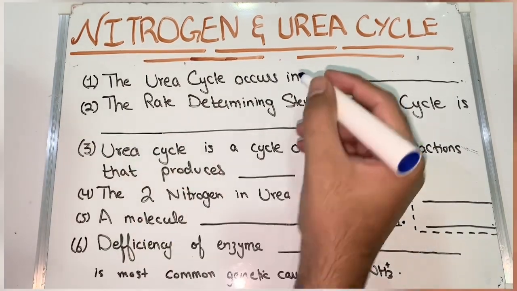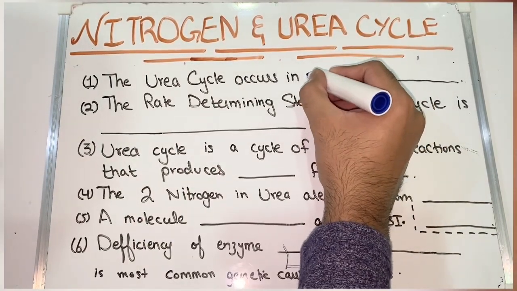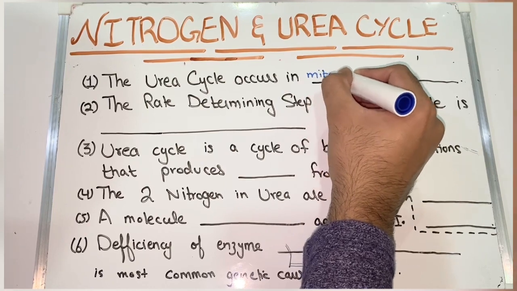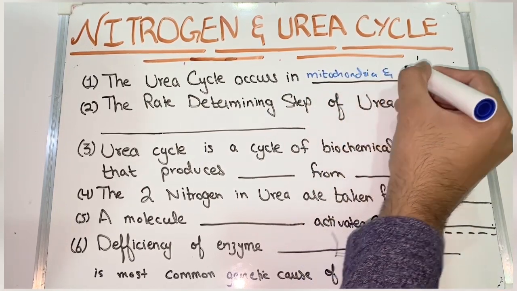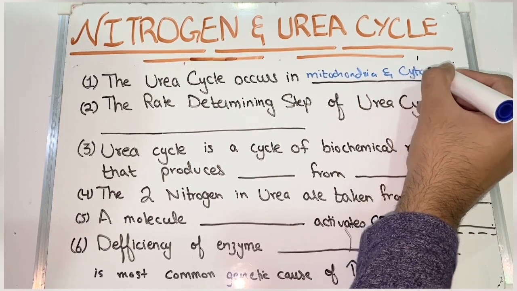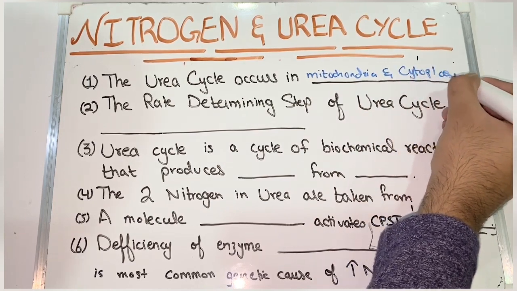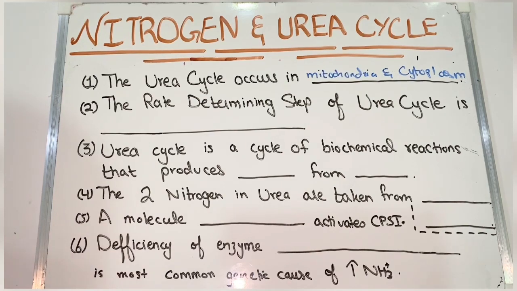The urea cycle occurs in. As we know, it is a simple answer that urea cycle happens in two locations of the liver cell, which is mitochondria and the cytoplasm. The second question is the rate determining step of urea cycle is.